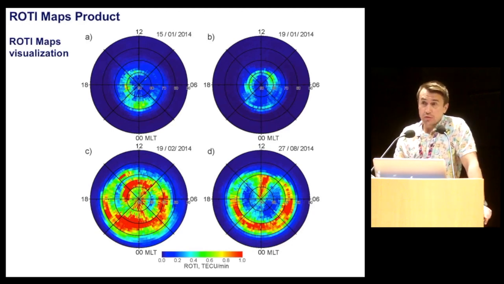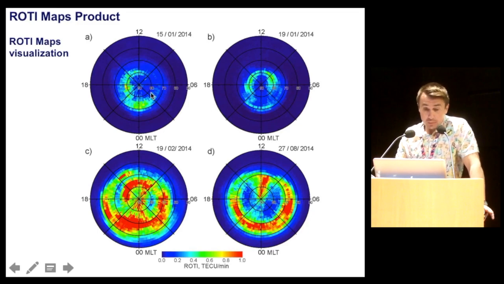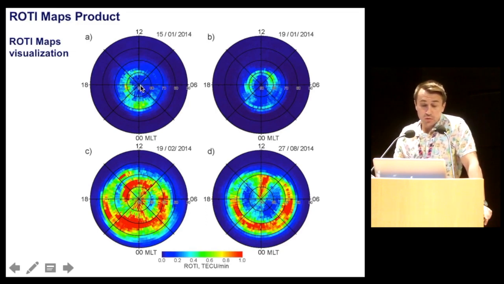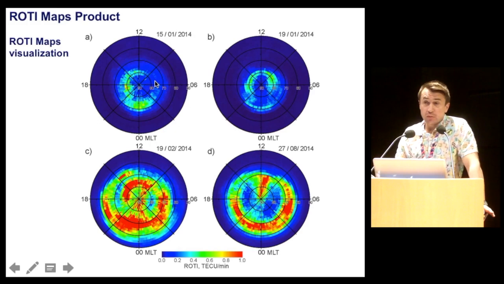How does this product look when we visualize it? It's a polar view map with limits from 90 to 50 degrees, and this map clearly visualizes the behavior of ionospheric irregularities during the whole day. It represents the intensity of ionospheric irregularities on the day and night side and the position of the irregularities oval, and it's very clear to see how the irregularities' behavior changes from quiet time to disturbed time.